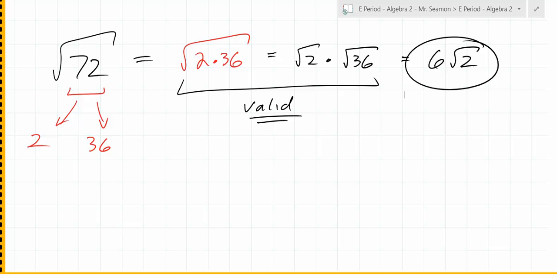So when we were looking at 72, we were able to simplify this. What did we find inside of it? What is 36? Not just a square. Anything's technically a square. It's a perfect square because it's an integer squared.